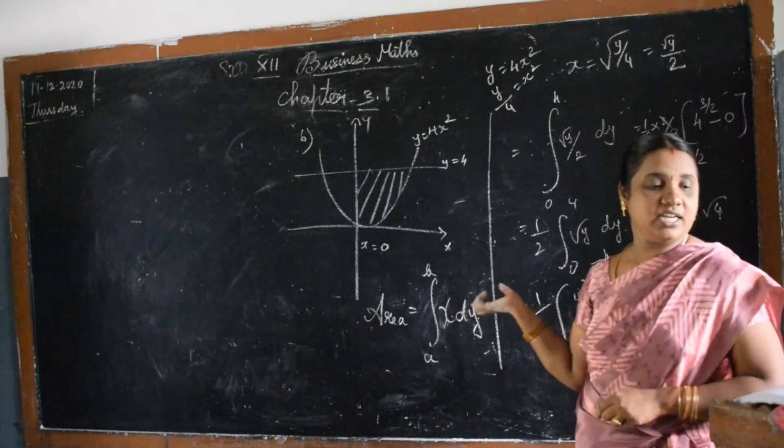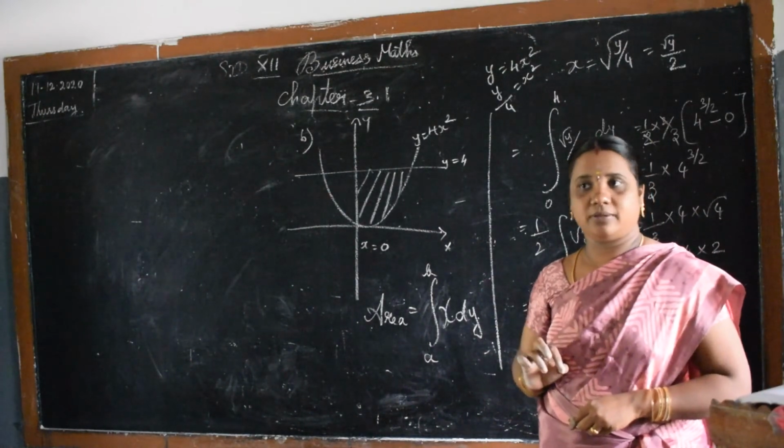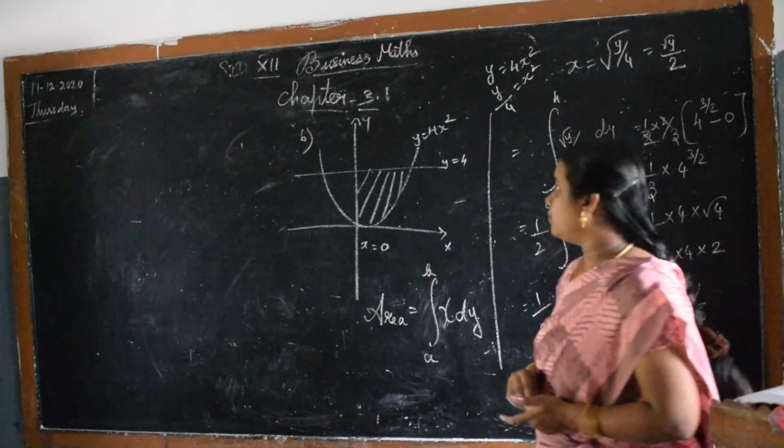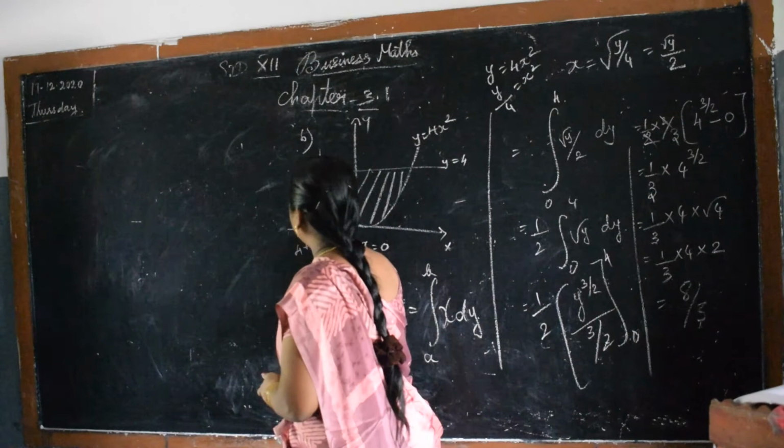Have you understood, children? Like this you have to do 7th problem. Totally I am giving 2 problems as homework, 4th and 7th problem.